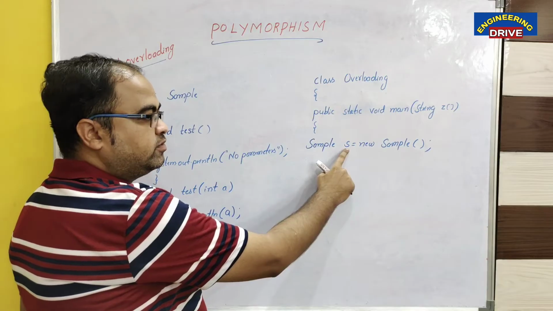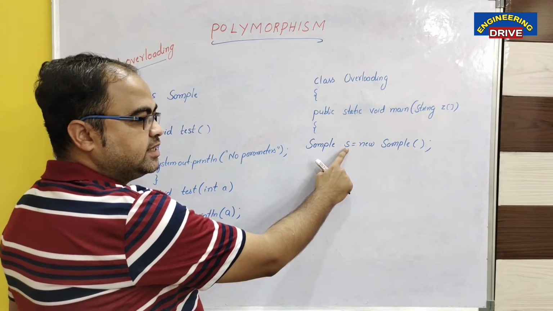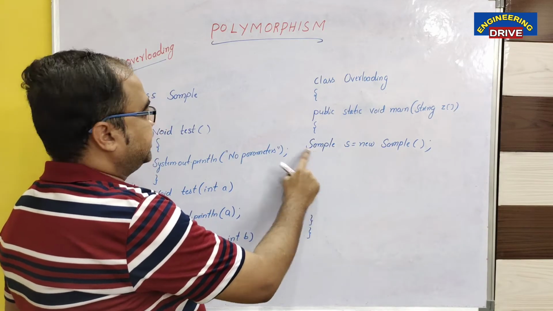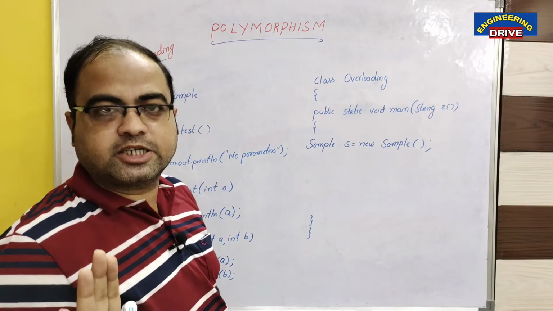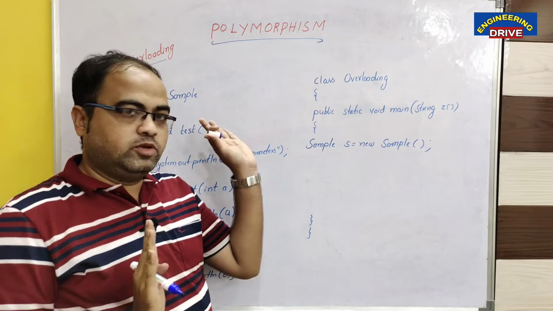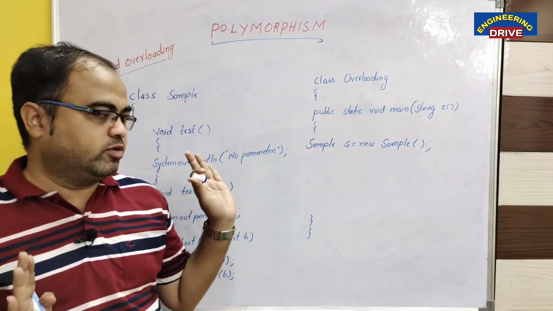Okay, so what is the name of this object for this class? S is the object and sample is the class. So what is the name of the object? Yes, object created successfully. Now listen, you will come to know what is method overloading now.